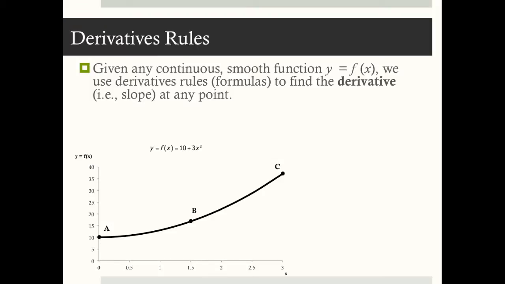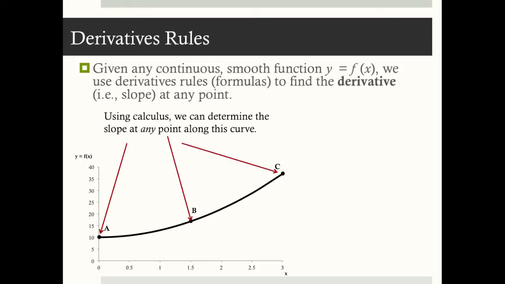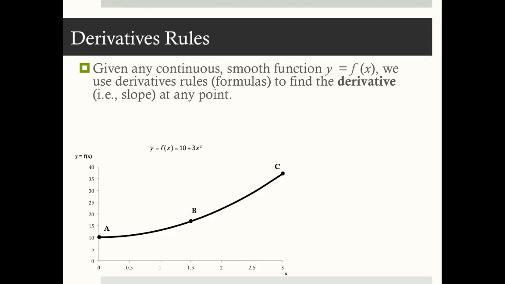So given any continuous smooth function y is equal to f of x, we can use derivative rules, which are just formulas, to find the derivative at any point. So in other words, using calculus rules, we can determine the slope at any point along this curve.